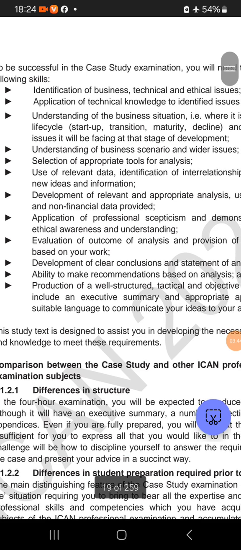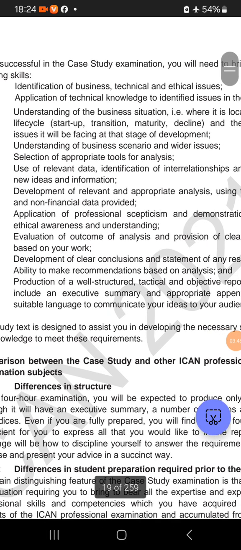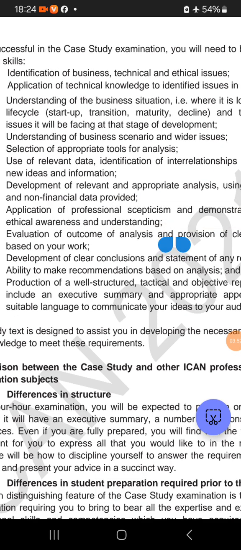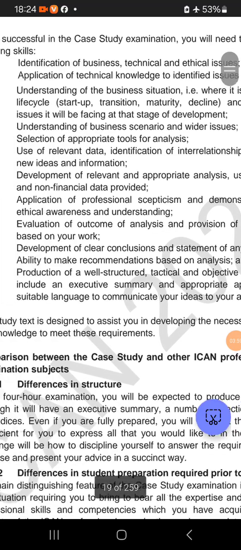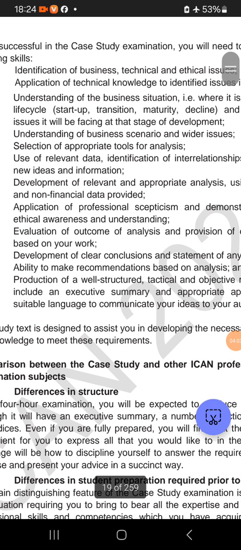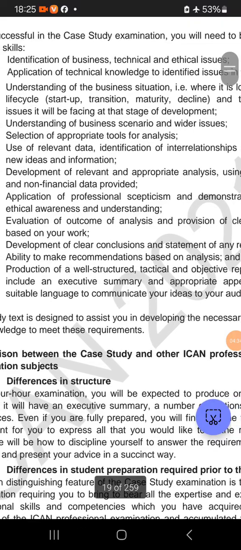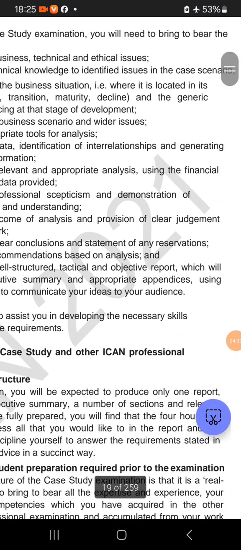All right, going on, let's go to number 2. The next one says application of technical knowledge to identified issues in the case scenario. Your ability to apply technical knowledge. Now, technical knowledge means your ability to bring to bear what you know, what you've been grilled, what you've been taught about, what you've been trained on as regards business, technical issues, accounting, etc. Your ability to bring them, to apply them, is what this part is saying. Your ability to apply technical knowledge to the issues that have been identified.